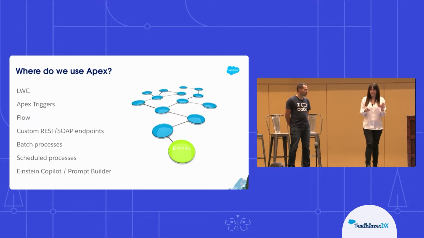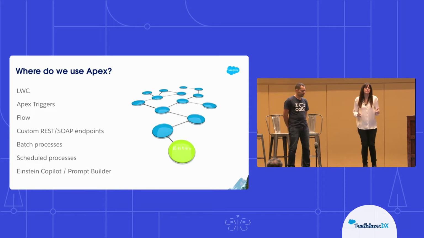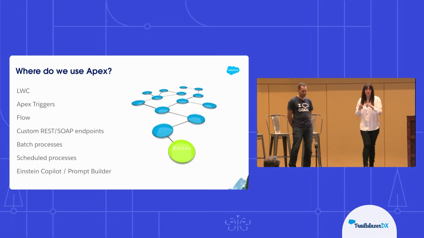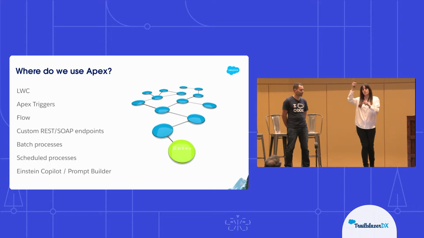So Apex triggers are pieces of code that execute when you perform DML operations. We also can call Apex from Flow. Remember, low-code integration between, for instance, Flow and Apex is a great idea. It's something great to have because you can get the best from both worlds.